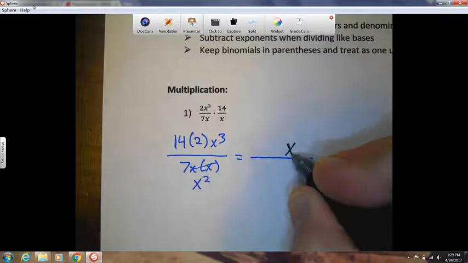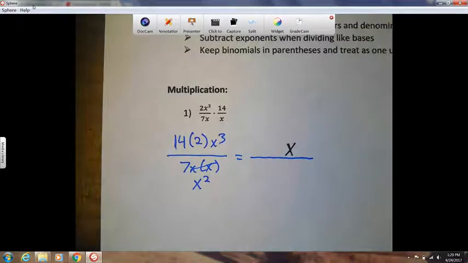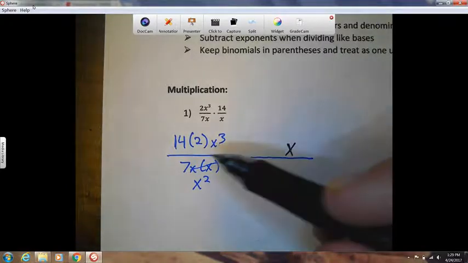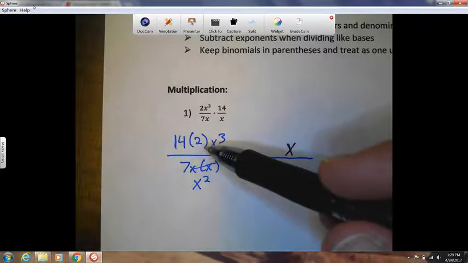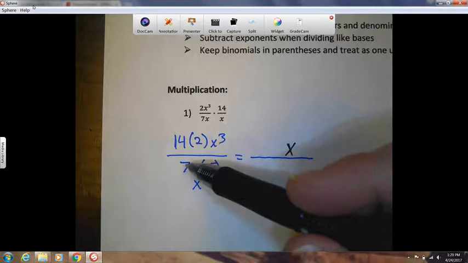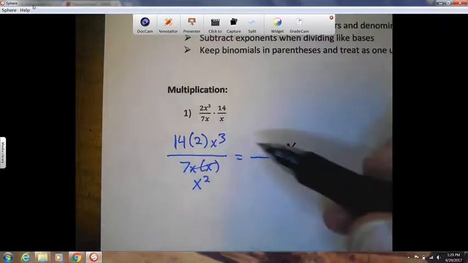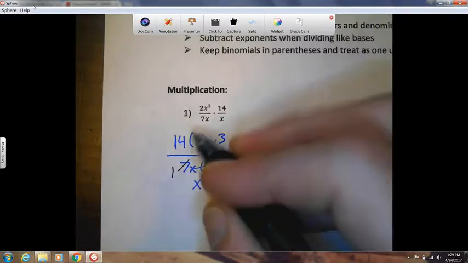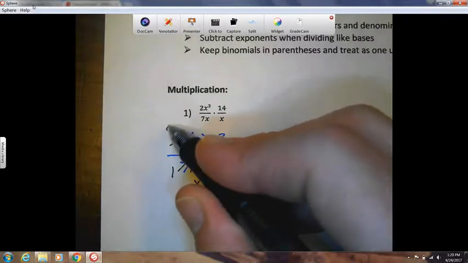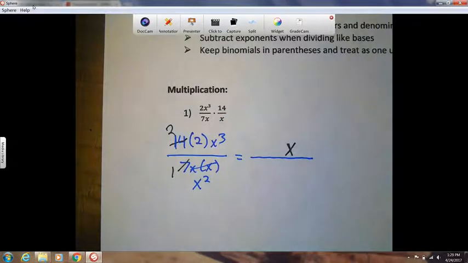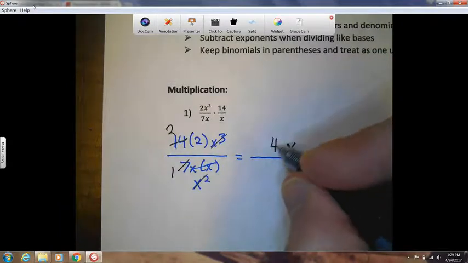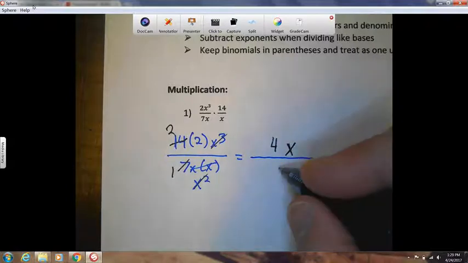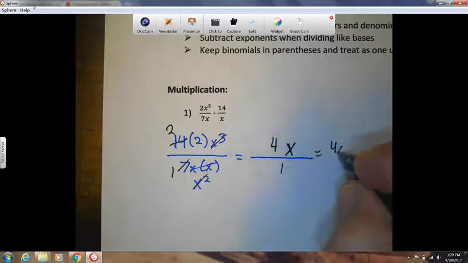in the numerator. Now when I look at these numbers, 14 and 2, okay, they can be divided. So 7 is divisible by 7, and so is 14. So I'm going to change this to a 1, and that to a 2. And so that's just 1, so 2 times 2 is 4. So I have a denominator of 1, so I have 4x.